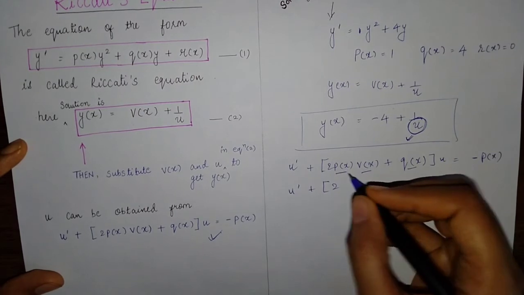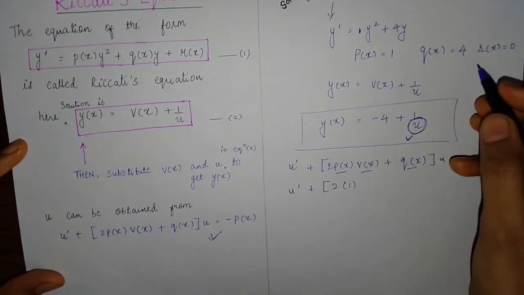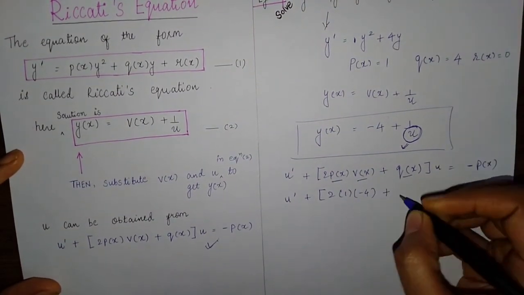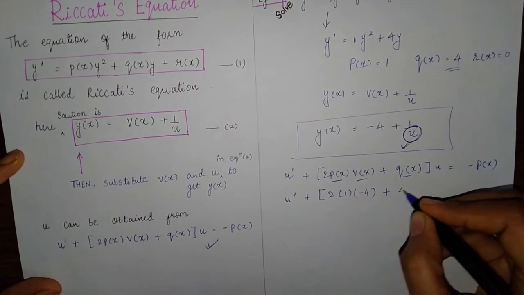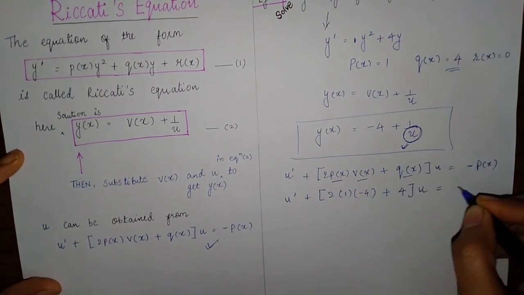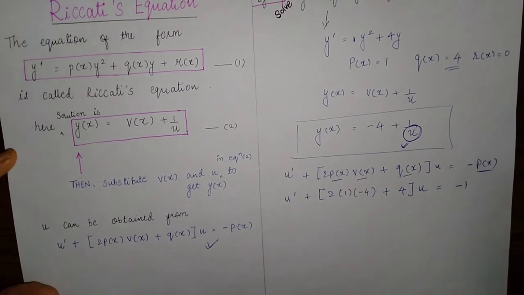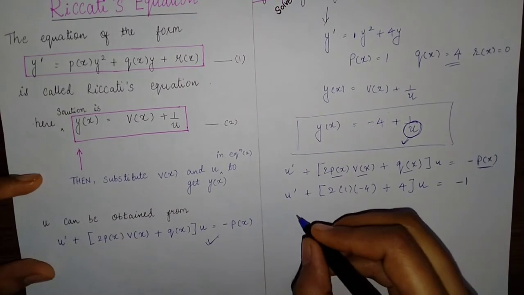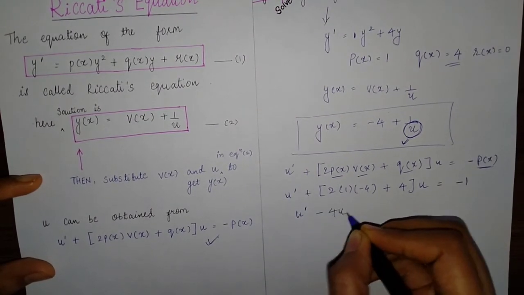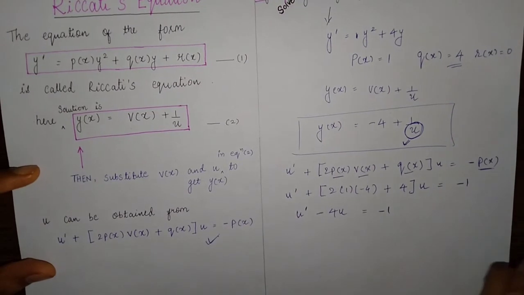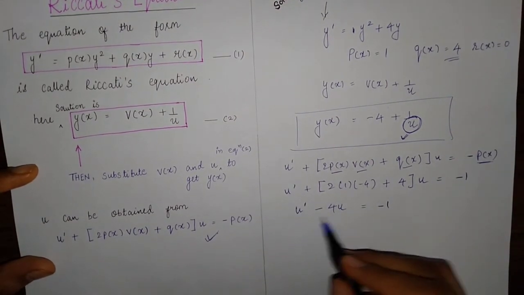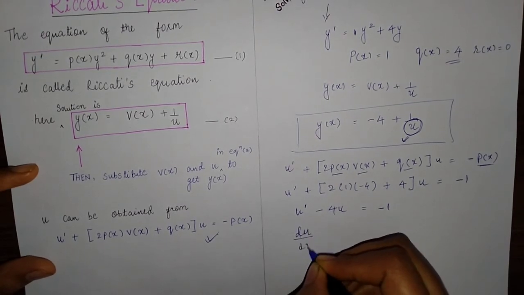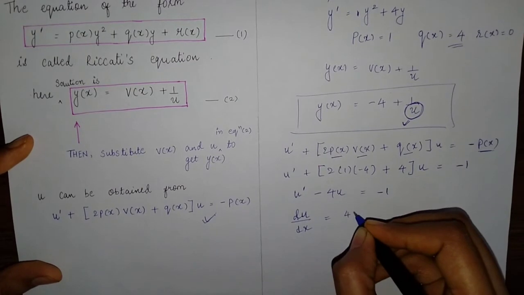So what is the value of p(x)? p(x) is 1. The value of v(x) is given, that is minus 4, plus the value of q(x) is 4, into u equal to minus p(x), which is again 1. Okay, so we will get this equation. Now solving it further, we will get u dash minus 4u equal to minus 1. Minus 8 plus 4, that is minus 4. So u dash is nothing but du by dx. So du by dx is equal to 4u minus 1.